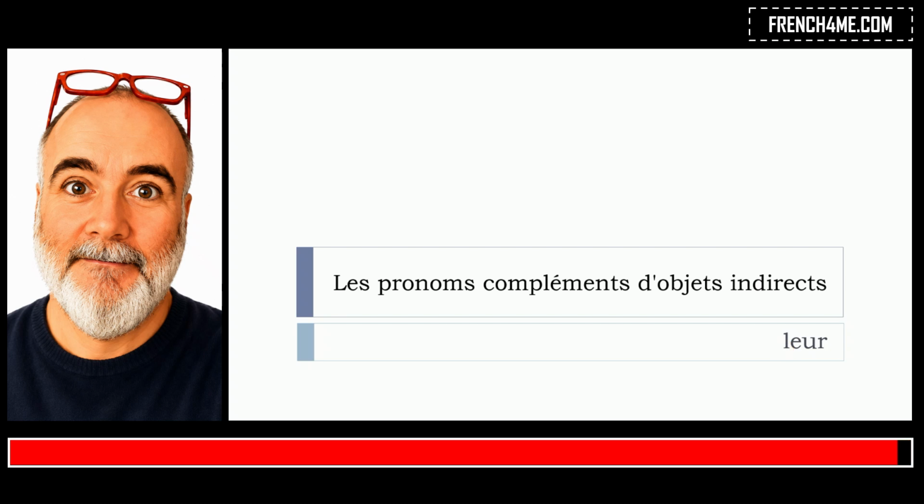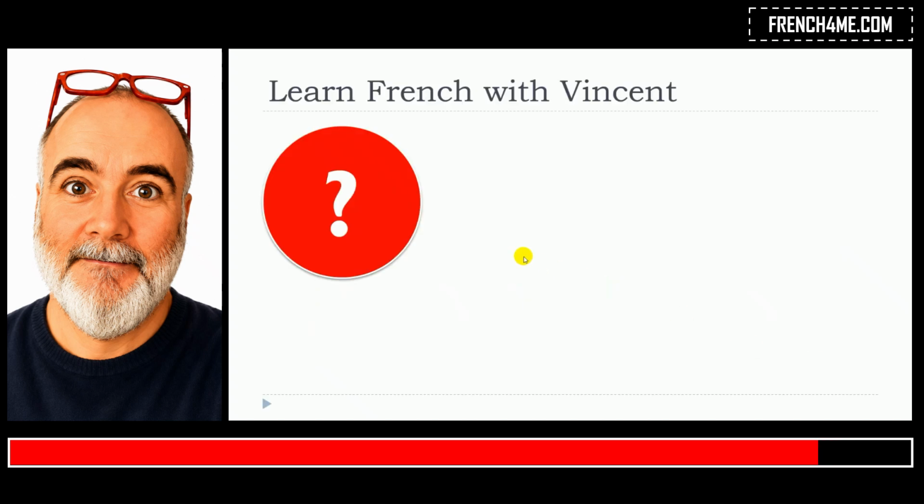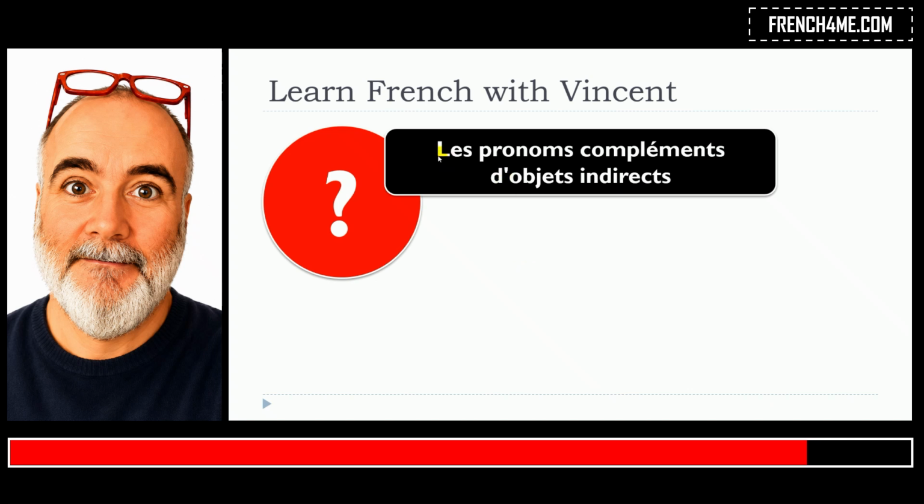In this lesson, we will see together les pronoms compléments d'objet indirect, but more precisely, we will see leur. So let's see together what are les pronoms compléments d'objet indirect.